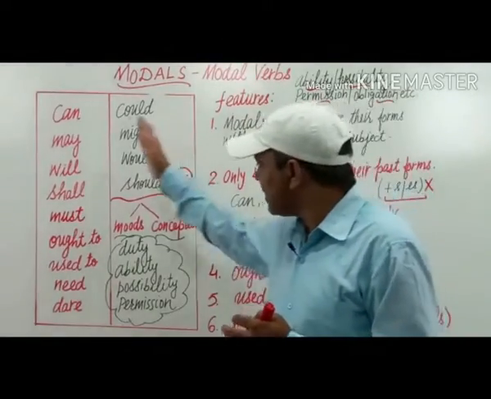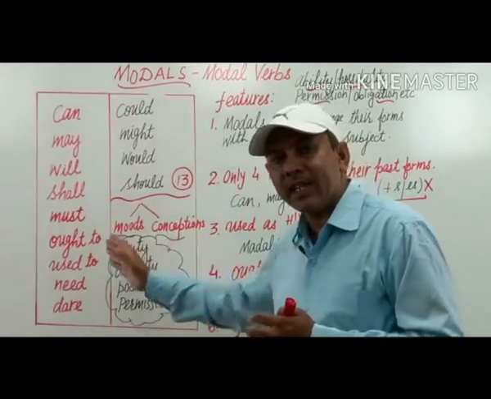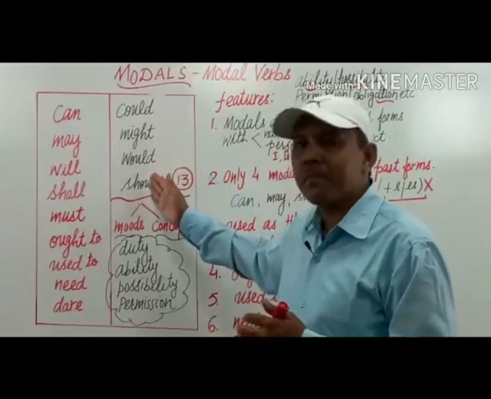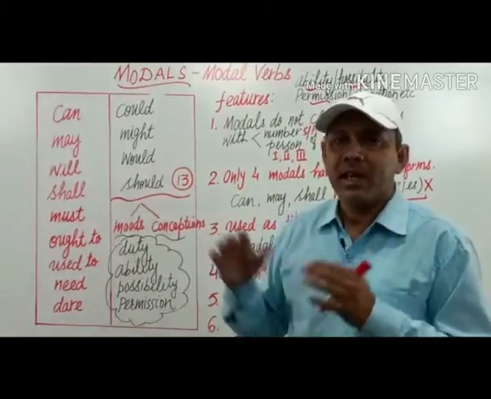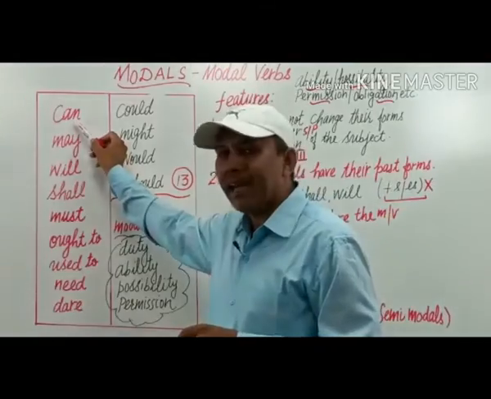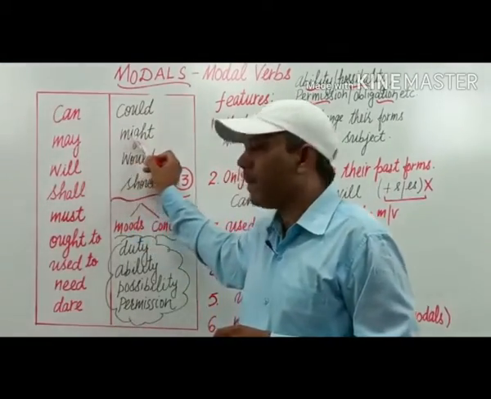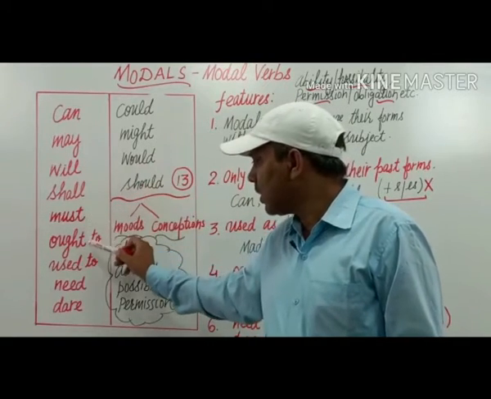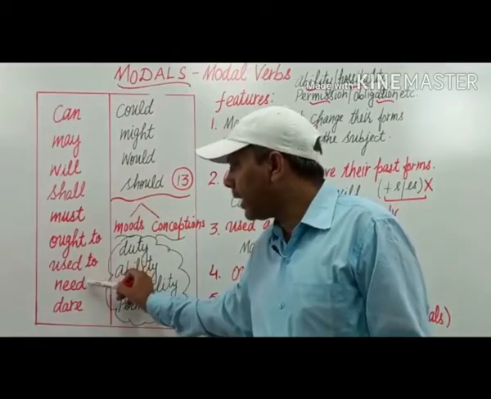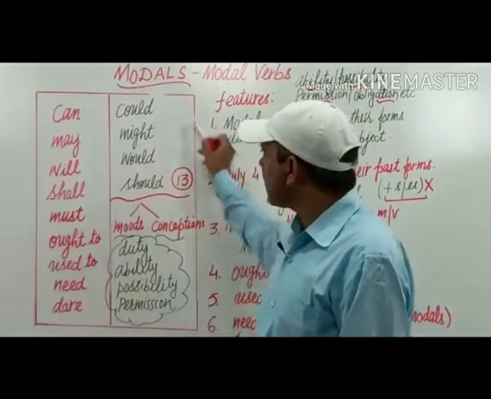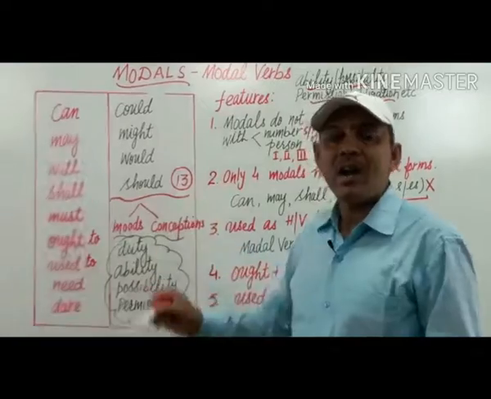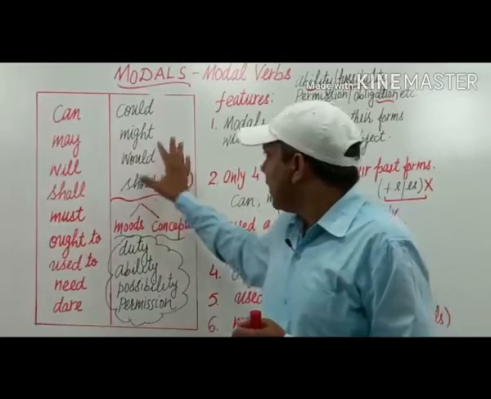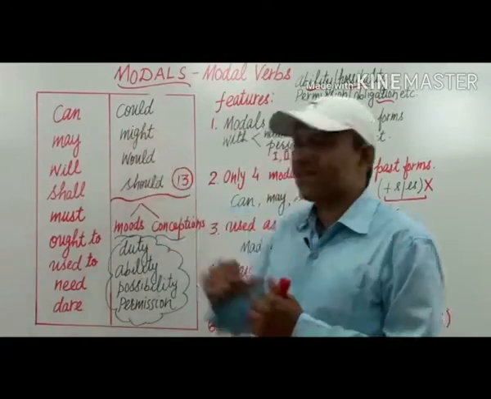Modals, I have written some words here on the left side of this whiteboard. This is the present form and this is the past form of modals. Let us have a recap. Can, could, may, might, will, would, shall, should, must, ought to, used to, need and dare. These 13 words are known as modal verbs in English grammar. They are known as modals.